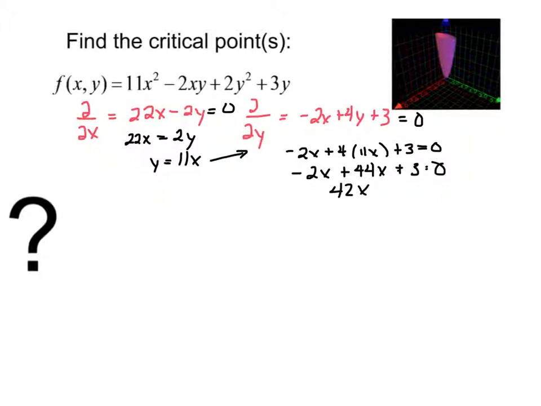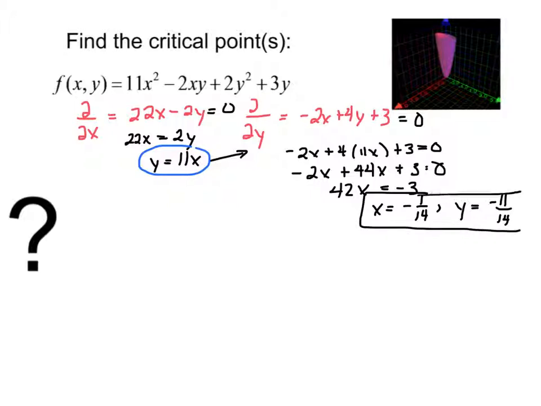Which means that 42x equals negative 3, so x is negative 3/42 or negative 1/14. And of course, I go back here and say, well, I know that y is 11 times that, so y is negative 11/14. So there is my critical point. It's where both derivatives are equal to 0.